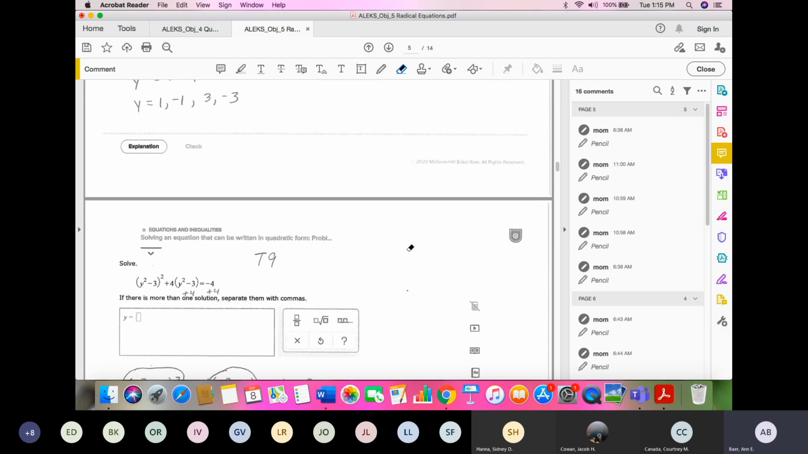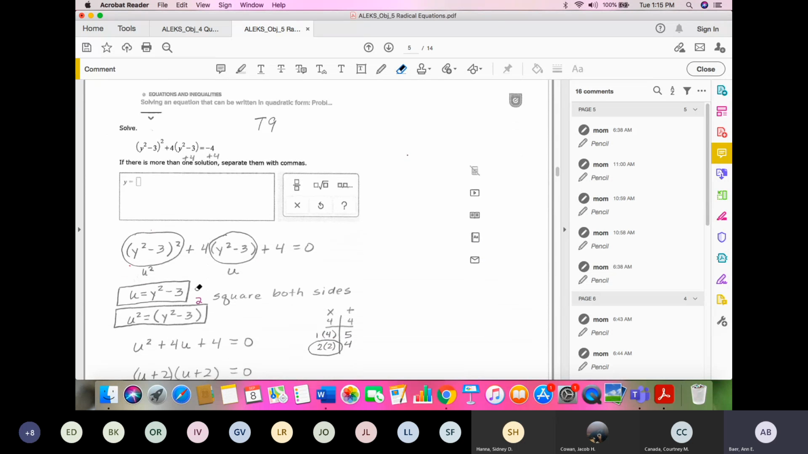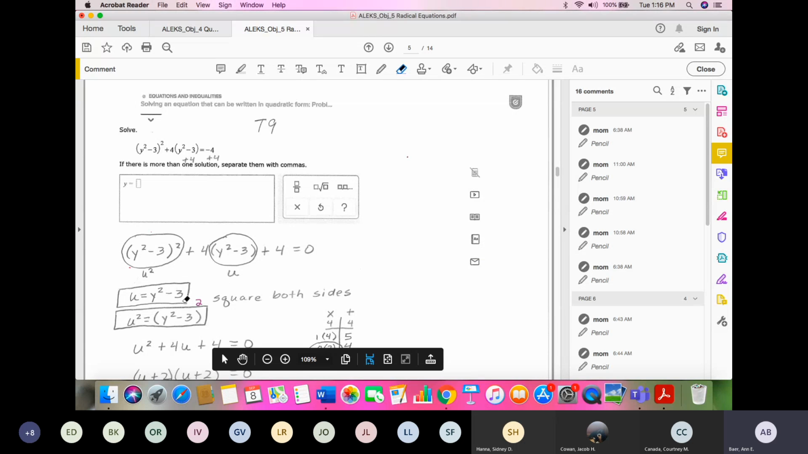Y'all know how to get to my notes in Alex, but can anybody tell me what I would let u be equal to in this one that's at the bottom of the screen? What would u be? It would be y squared minus 3. Yes, the variable portion of this middle term, because when you move the 4 over, you're going to have a plus 4 over here. Y squared minus 3. Absolutely. U equals y squared minus 3. And then what was the next thing we did? We squared both sides, right? So we get u squared on this side.